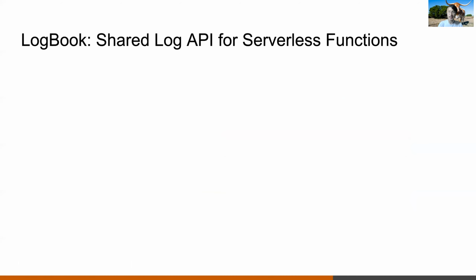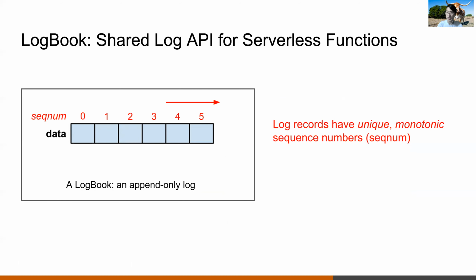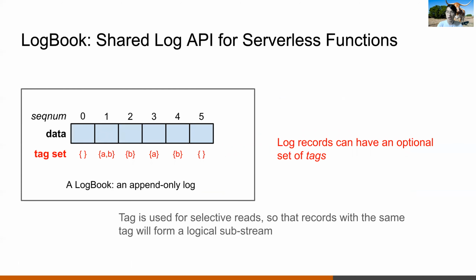A logbook is essentially an append-only log. Every record in a logbook has a data field. And every log record has a unique monotonic sequence number, representing the position of the record in the log. Also, each log record can have a set of tags, potentially empty. Tags are used for selective reads. The logbook's read API allows providing a tag so that the read will only consider records having the given tag.